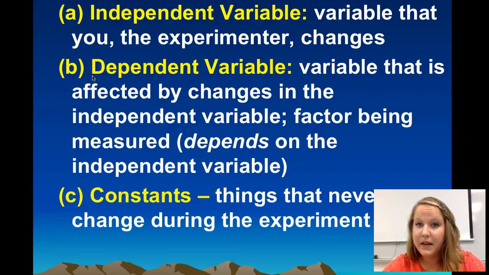Now, your dependent variable is a variable that is affected by the changes from your independent variable. So it's the factor being measured, and it depends on the independent variable. Sometimes it's also called the responding variable. And the last factor we have in our experiment is the constants. Now, these are the things that never change during your experiment.